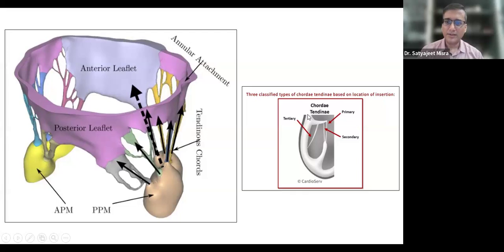Now, the order of the chordae is such that there is a primary chord, or the marginal chord. This inserts into the free edges of the mitral valve leaflet on the ventricular surface. Then there are the secondary chords, which insert into the body of the mitral valve leaflets, and there are some tertiary chords which arise directly from the ventricular wall, and they insert into the posterior mitral leaflet.